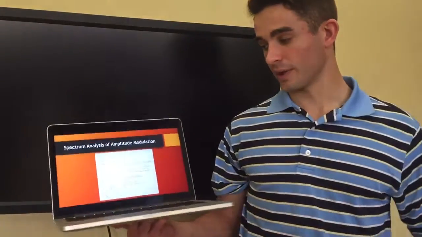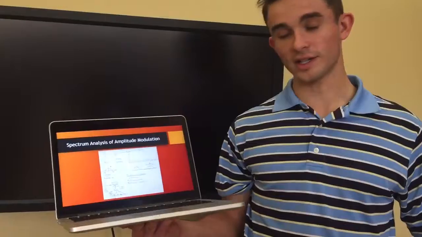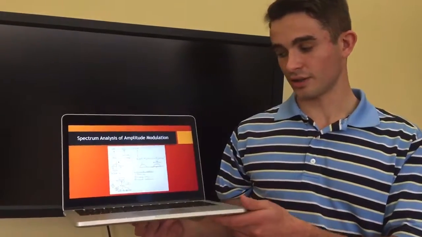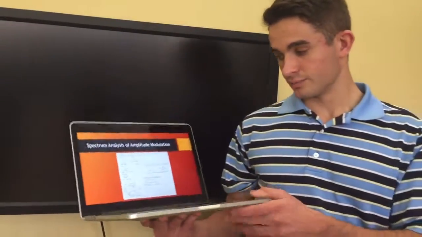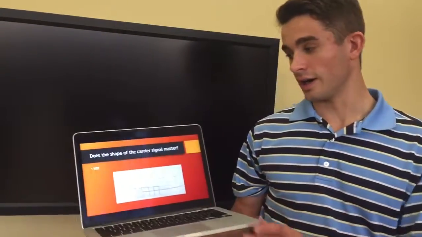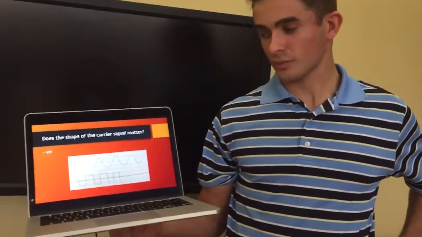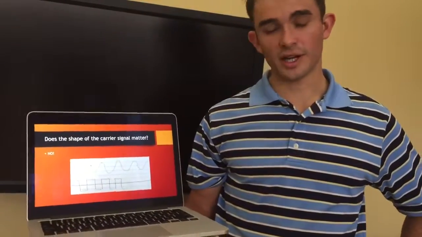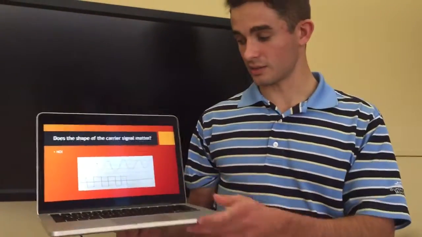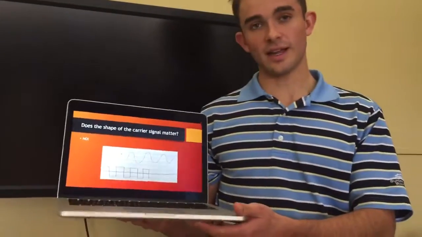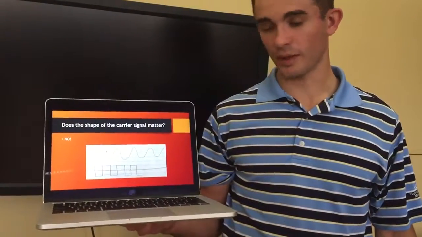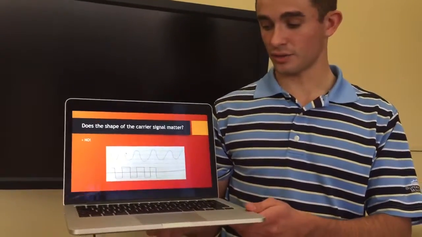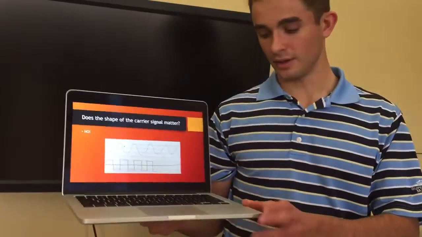All right, so we have three reasons that we do modulation. One is antenna size, which I'll get into later. Second is frequency mixing, and the third is channel constraints. So does the shape of the carrier signal actually matter? No, it really doesn't. All that matters is that our carrier signal is periodic. It could be anything, because a periodic signal has a Fourier series representation, and if it has a Fourier series representation, in its spectrum domain it'll just be deltas.